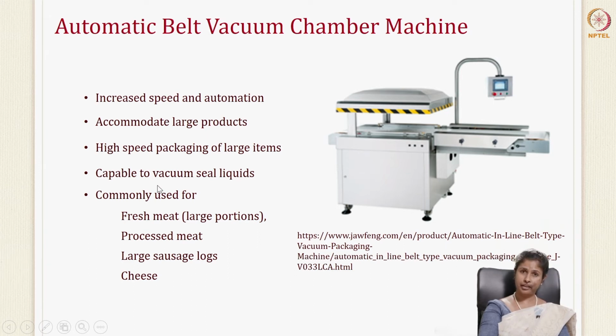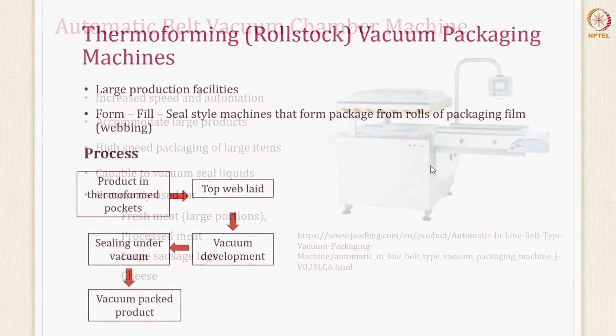It's able to vacuum seal your liquids and it's used for fresh meats, processed meat, sausage logs and cheese. If you notice, these are the products that are generally vacuum packaged in the market, including your nuts and dates. So this is a pictographic representation of your automated vacuum chamber machine, which is a continuous process.